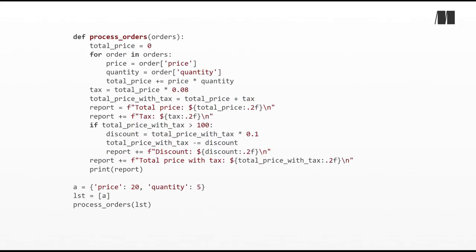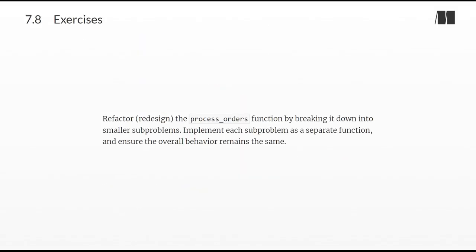5. The following function processes a list of orders, calculates the total price with tax, applies a discount if applicable, and generates a summary report. See this code? Refactor, redesign the processOrders function by breaking it down into smaller sub-problems. Implement each sub-problem as a separate function and ensure the overall behavior remains the same.